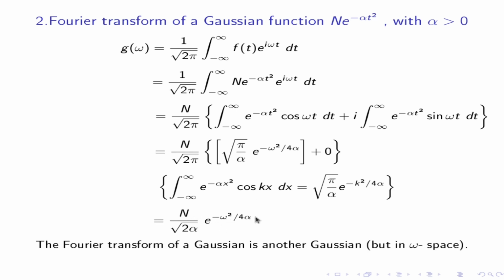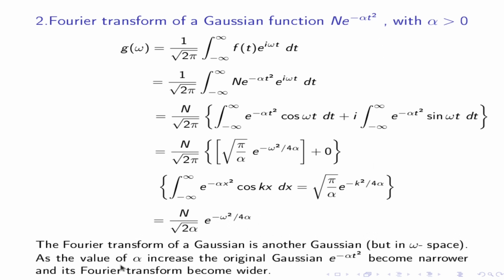That means the Fourier transform of a Gaussian is another Gaussian, but this is in omega space, and this is in t space. As the value of alpha increases, the original Gaussian, that is e raised to minus alpha t square, becomes narrower, but the transform becomes wider.